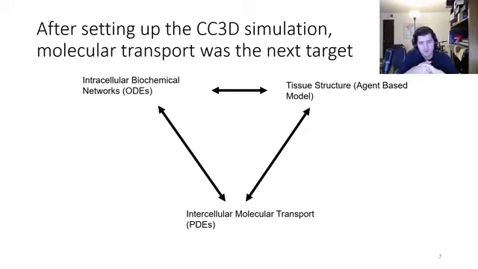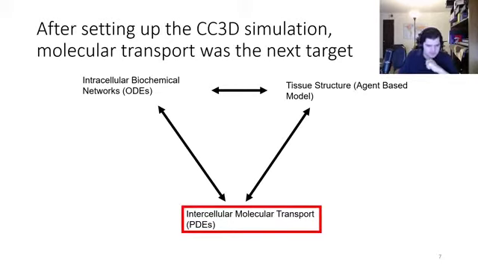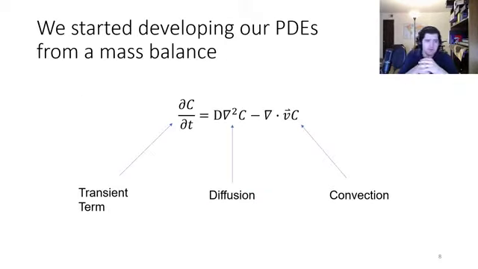After setting up our CompuCell 3D simulation, we looked at molecular transport next. And we started developing our PDEs from a mass balance with a transient term on the left, and on the right a diffusion term and a convection term. Let's look at that velocity first.